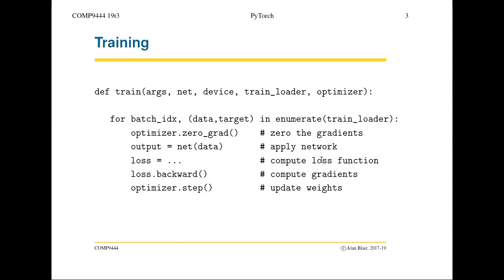So the loss function might be softmax, typically in this case, or it might be the mean squared error. And then I do loss.backward. So when I do loss.backward, it automatically computes the gradients.